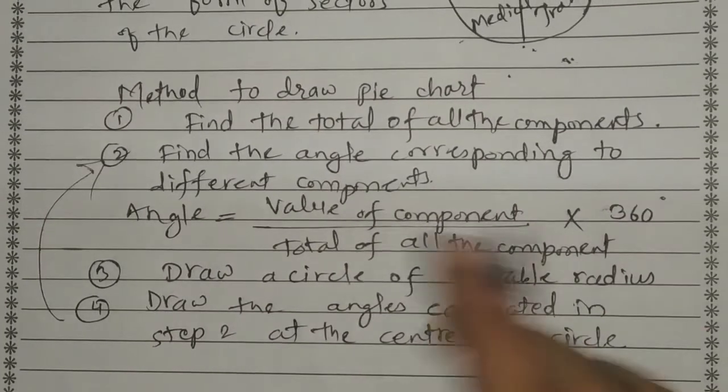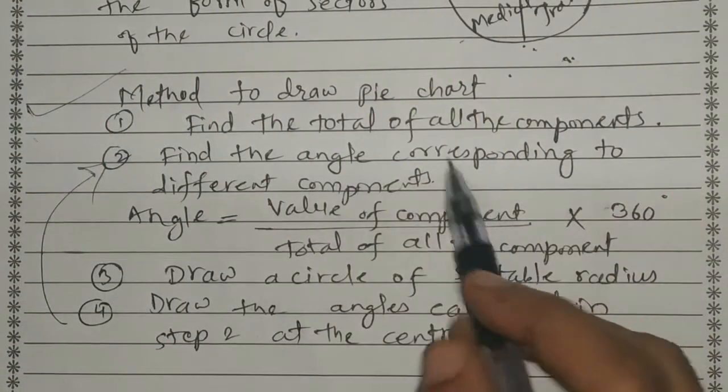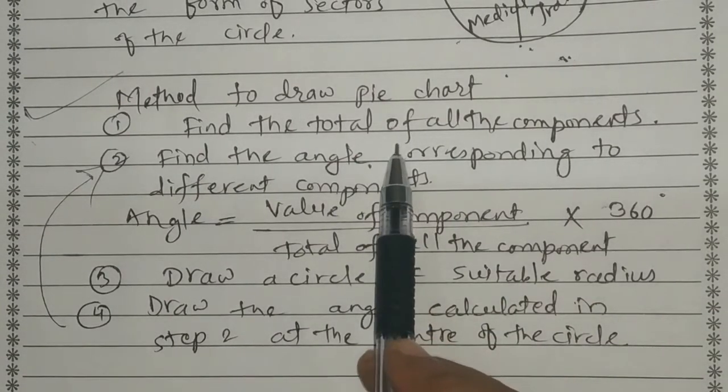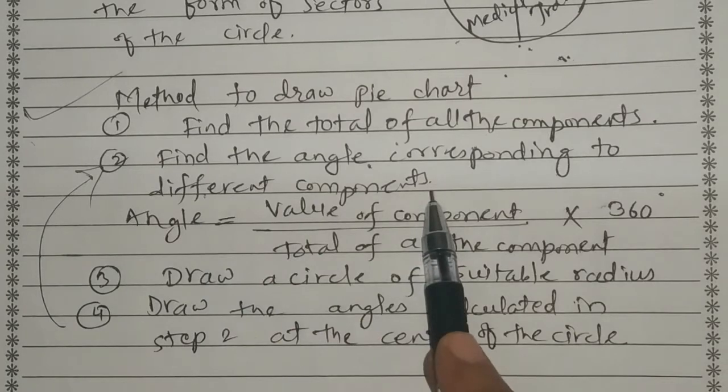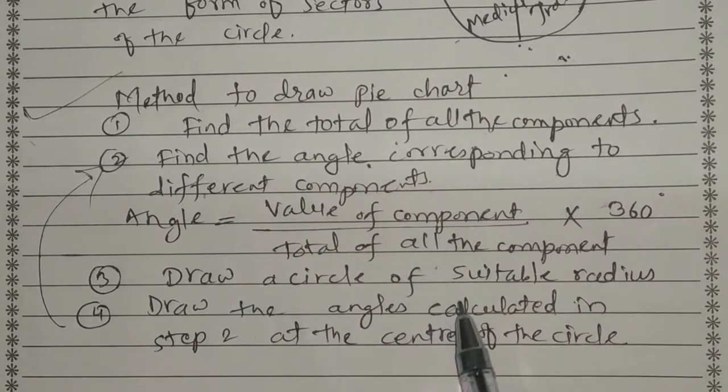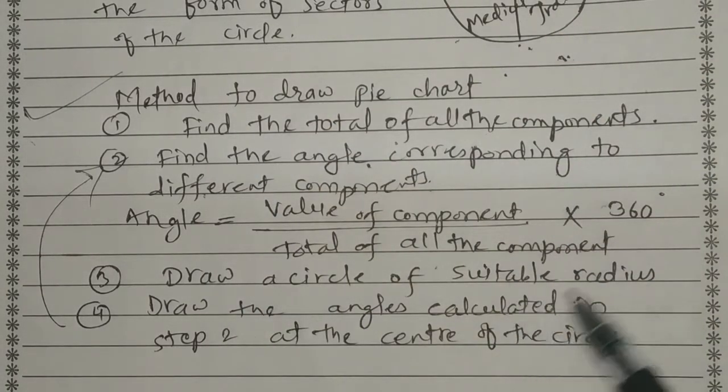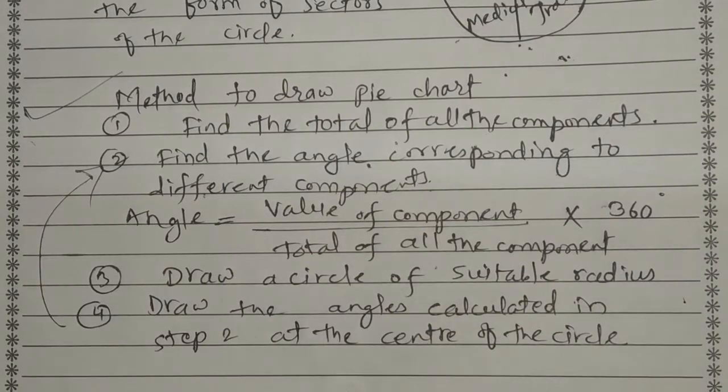So dear students, what we are going to do for drawing a pie chart: first we'll find the total of the given numerical data, and in the second step we are going to find the angles by using this formula. In the third step, we will draw any circle with a suitable radius. And in step 4, we will construct the angles at the center of the circle.